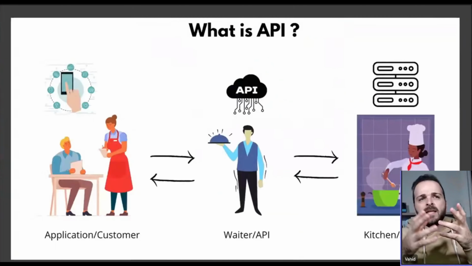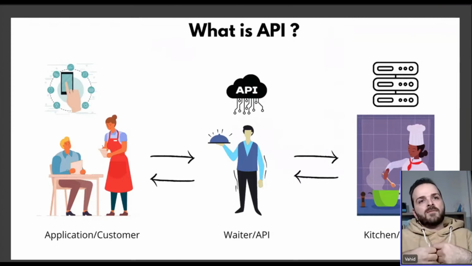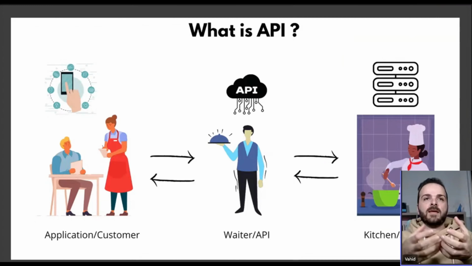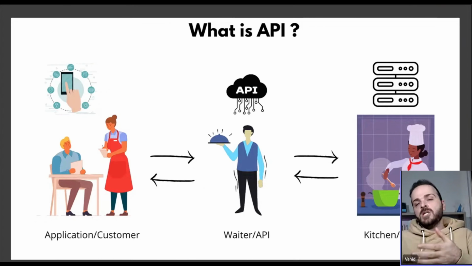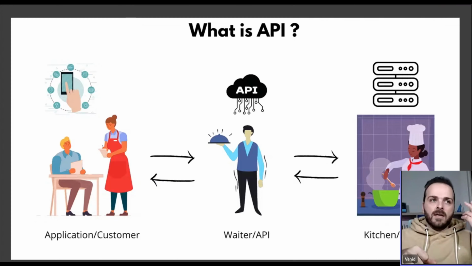A great example for the API is a restaurant. Imagine you are going to the restaurant and you are the customer. The waiter is the API for you, because you give the order to the waiter, and the waiter takes your order and gives it to the kitchen. Then the chef will cook the food for you and give the food to the waiter, which is the API again, and the waiter will give you the food.